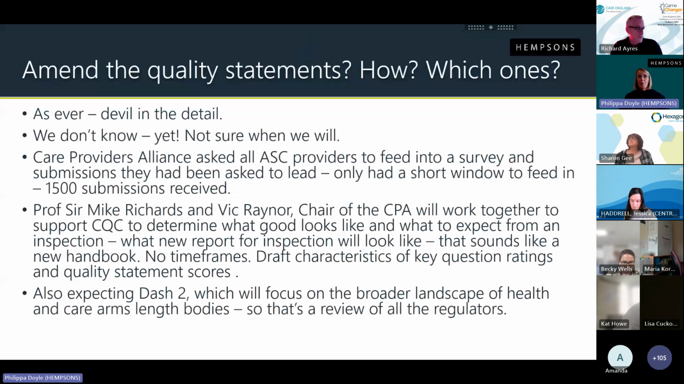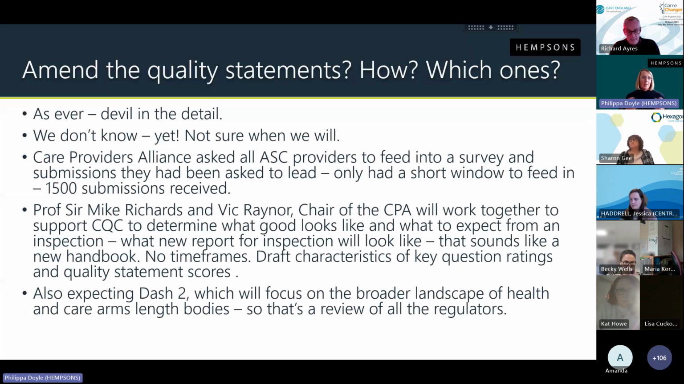The Care Provider Alliance, with Vic Rayner as the chair and Professor Sir Mike Richards, are going to be working together to support CQC to determine what good looks like, hopefully feeding into that process of what the quality statements are going to look like and which ones might need changing. I know the CPA had over 1,500 submissions, and there was only a very, very short window of about 5 or 6 days to make your submissions. But there were a lot of people that had a lot to say about this process and the impact on you as service providers. We're expecting a new kind of handbook as to what good looks like. And what we've already seen in draft form is a document called the Characteristics of Key Questions, Ratings and Quality Statement Scores.